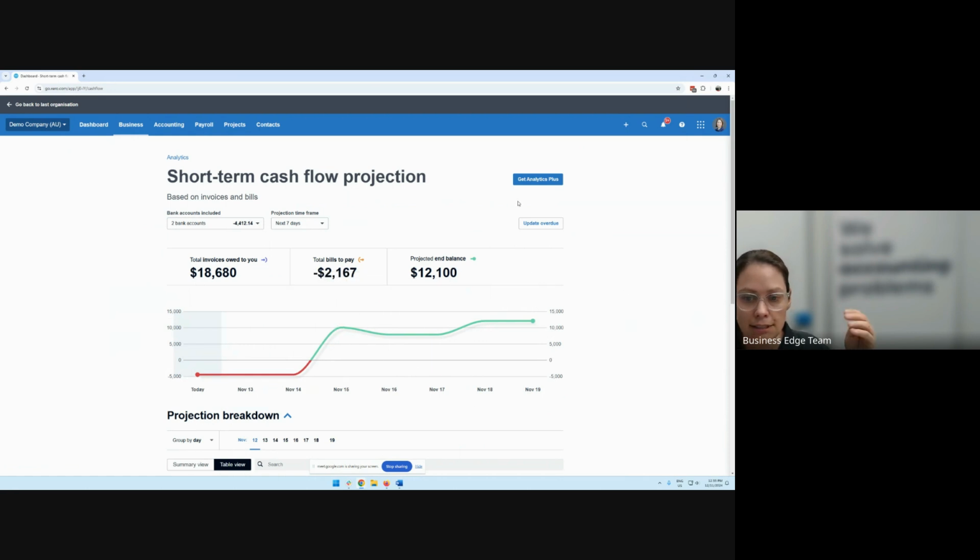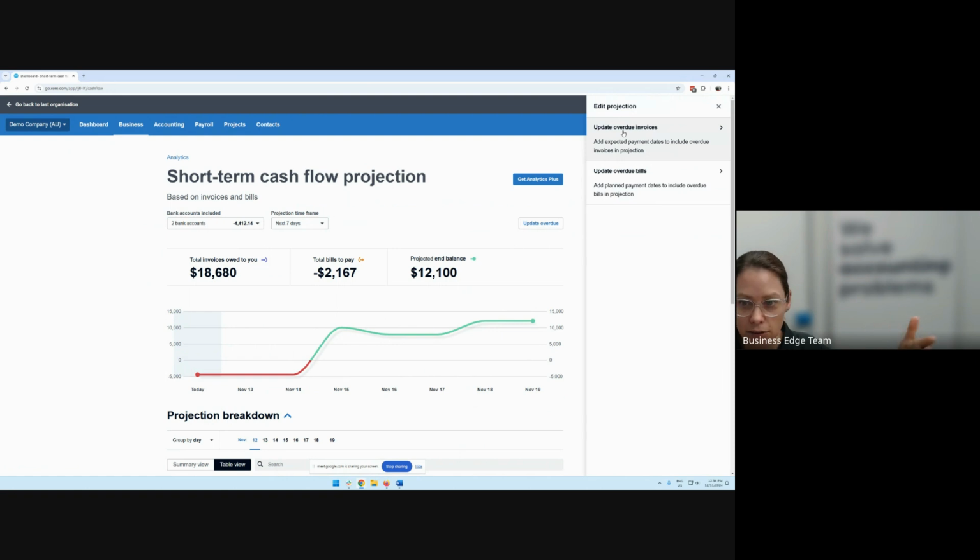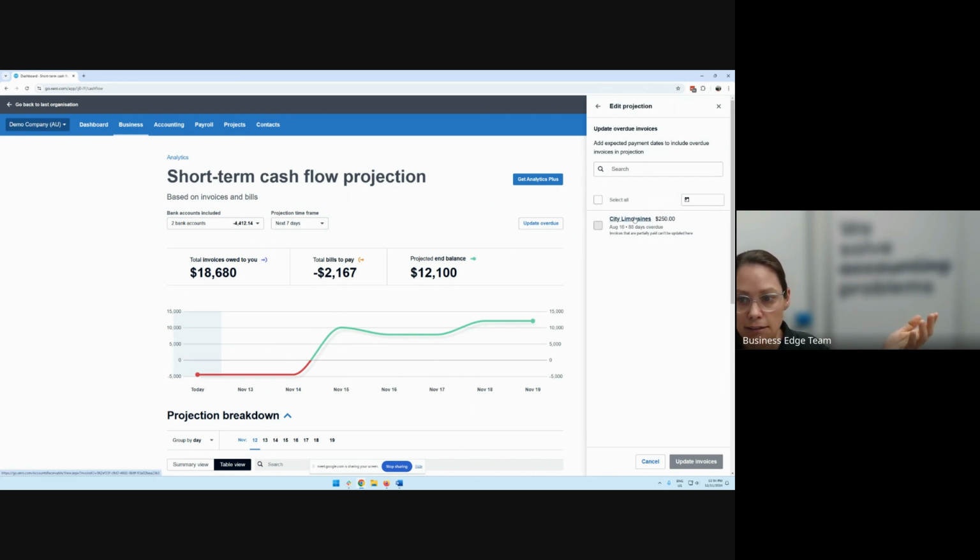You'll notice there's a button here called update overdue. What you can do is have a look at overdue invoices, so you know that accounts receivable process. Who owes you money that hasn't paid you yet? When are they due? Are they going to pay you on time? When I click on this, I can see there's an amount overdue from City Limousines. This one's 88 days overdue. A phone call should be made or it should be followed up in order to get that.